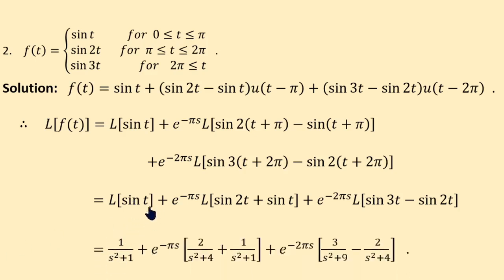Therefore, the Laplace transform of sin t is 1 by s square plus 1, plus e power minus pi s into the Laplace transform of sin 2t, that is 2 by s square plus 2 square, plus sin t, 1 by s square plus 1 square, plus e power minus 2 pi s into the Laplace transform of sin 3t, that is 3 by s square plus 3 square, minus sin 2t Laplace transform, 2 by s square plus 2 square.